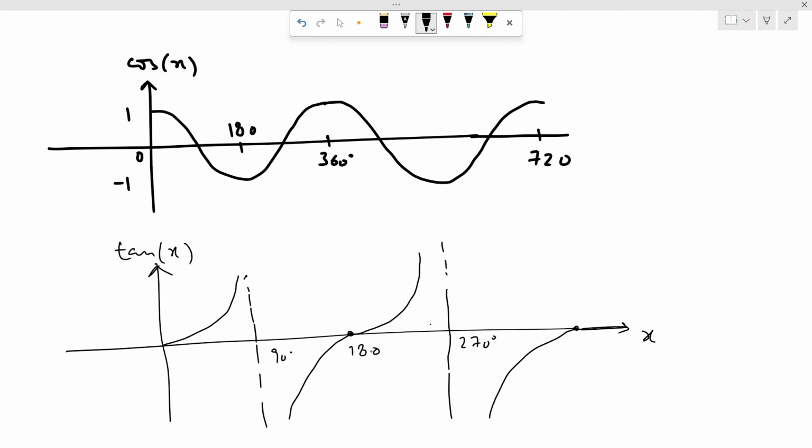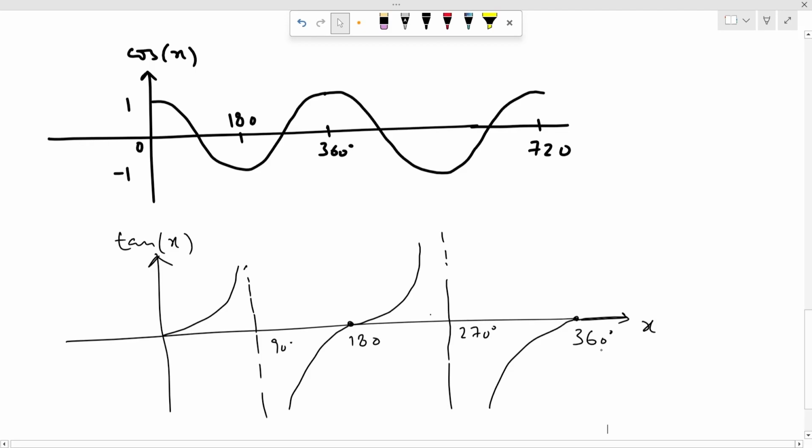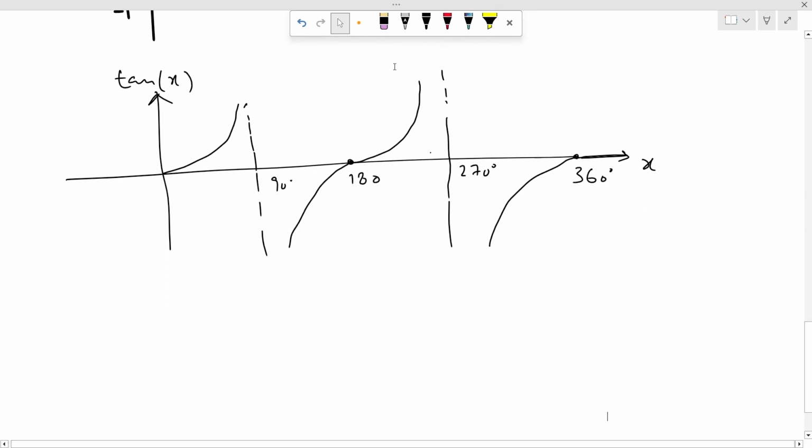So this is 180 degrees. This is the pattern for the tangent function, and it repeats after 360 degrees, just like the other two trigonometric functions. But we have looked at trigonometric ratios in the last video, and we wonder how come these ratios have become functions.